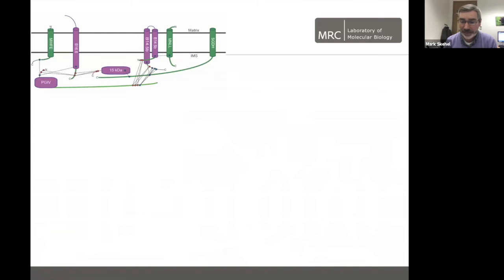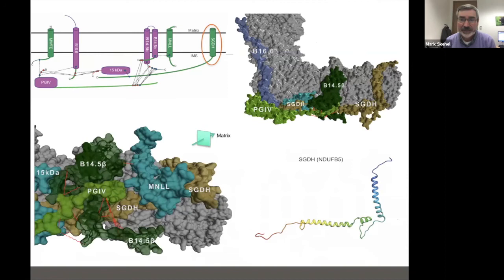So looking at SGDH or NDUFB5, it isn't a huge protein, but it has a couple of alpha helices. And we can position that towards the toe of complex one. And then this alpha helix tracks along the base of that subunit, and we can identify various crosslinks with PGIV and B14 beta on the underside here, which can position SGDH in the structure. And then if we look at this other region here, we can see that's where those crosslinks are here and also down here. So it comes all the way through the bottom of the sole of the complex.